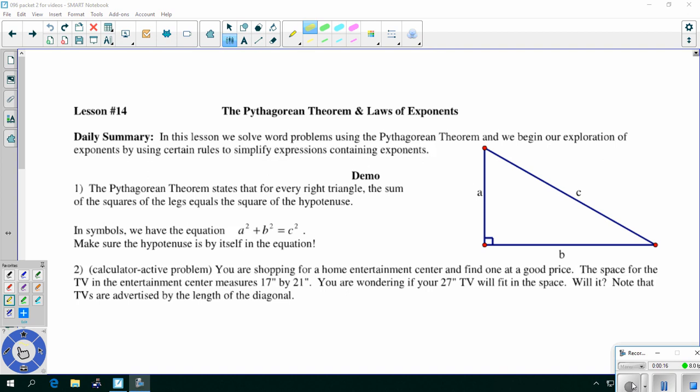1. The Pythagorean theorem states that for every right triangle, the sum of the squares of the legs equals the square of the hypotenuse. In symbols, we have the equation a squared plus b squared equals c squared. Make sure the hypotenuse is by itself in the equation.